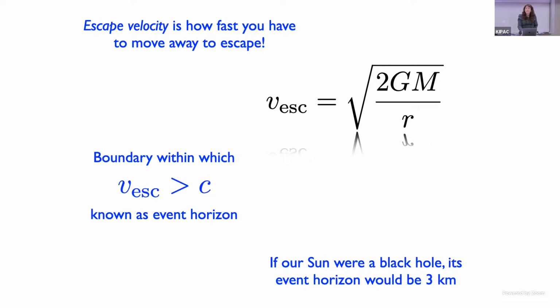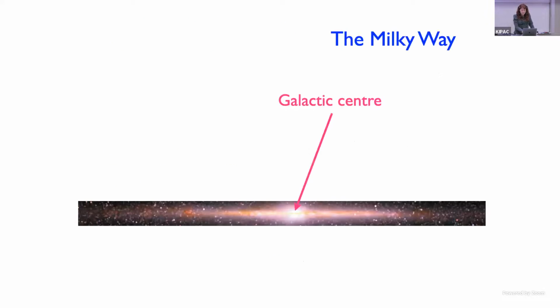So whereabouts might we find black holes? It turns out that these days we think that there are black holes at the centers of almost all galaxies, certainly including our own galaxy, the Milky Way.